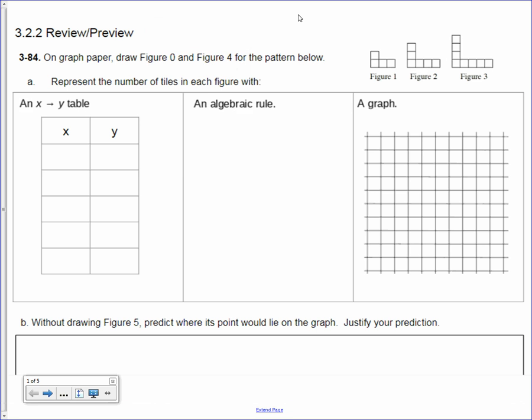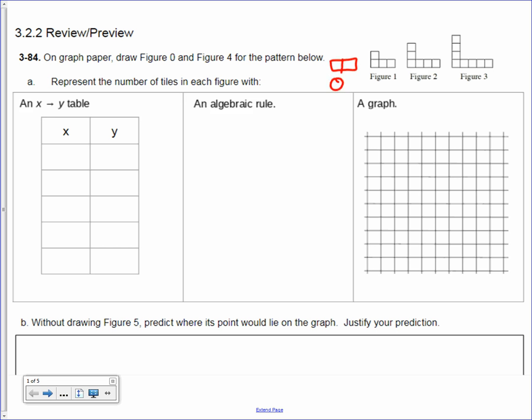For the 322 review preview. So problem 84, it says on graph paper, but I just sketched them off to the side. It says draw figure 0 and figure 4. So if you compare figure 1 to figure 2, it is adding 1 on the top and 1 on the bottom row. So if we took 1 off, figure 0 would look like this.